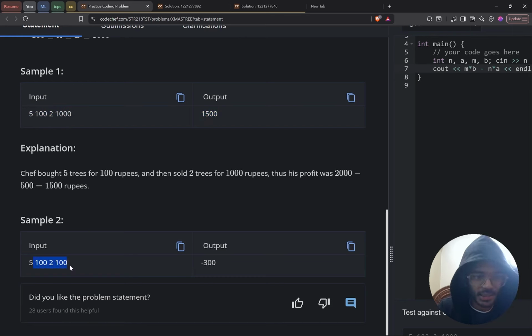Now in the second sample input, we are given that chef purchased the trees for 5 into 100, that is 500 rupees, and sold for 100 into 2, that is 200 rupees. So the total profit or loss of chef is 200 minus 500, which turns out to be negative 300. So chef made a loss of 300 rupees.